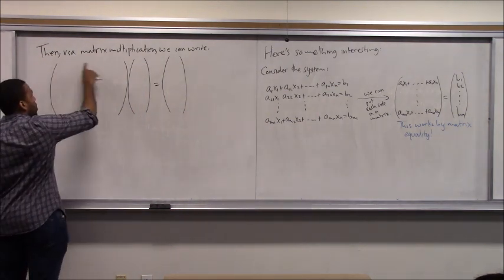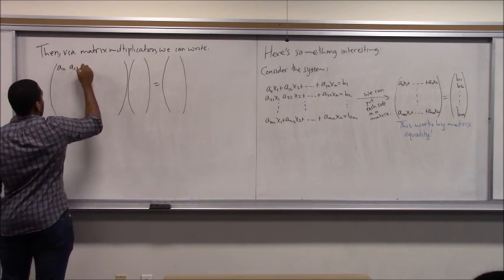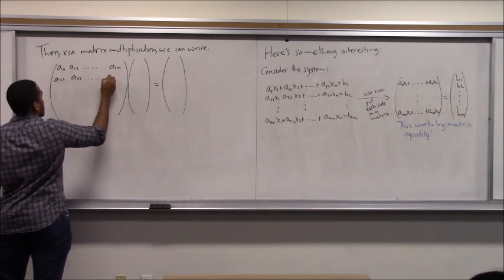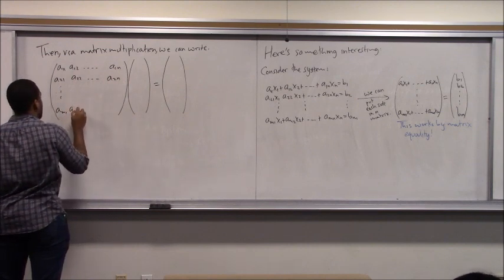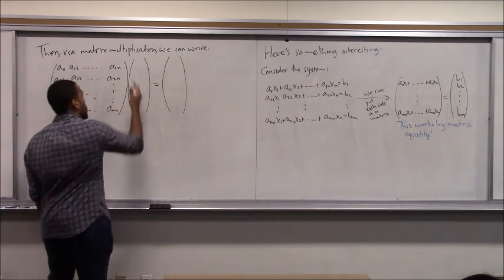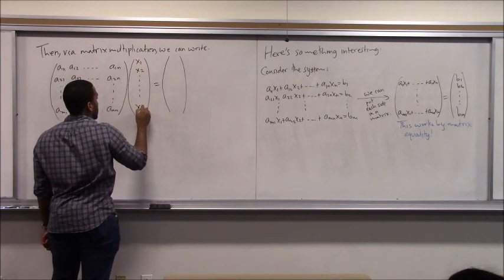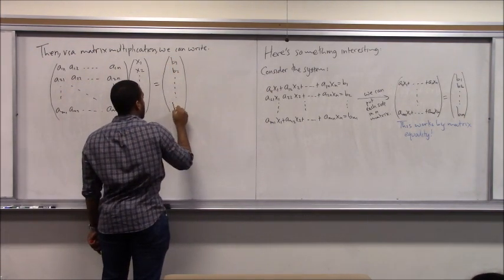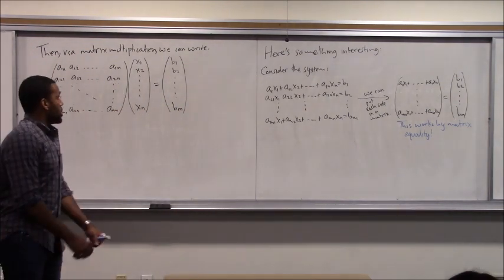It turns out I can throw all the coefficients in one big matrix, line them up. A11, A12, A1n, A21, A22, A2n, all the way down to AM1, AM2, AMN. And I can put all the variables in a matrix, x1, x2, all the way down to xn. And then this side is just going to be that b1, b2, all the way down to bm. Turns out I can actually write the system like this with matrix multiplication.